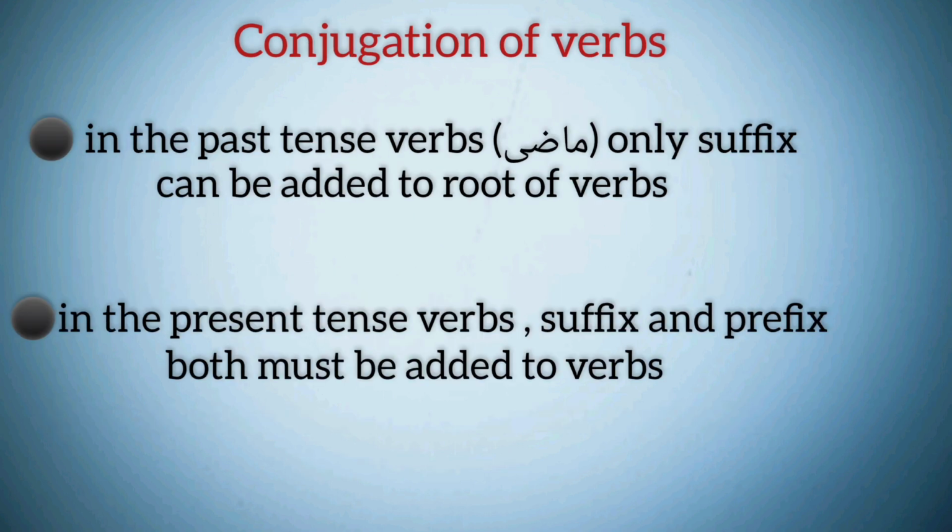The next point is, in the past tense verbs, فعل ماضي, only a suffix can be added to the root of verbs. We cannot add any prefix to the ماضي. We have to just add the suffix to past tense verbs in Arabic. But in present tense verbs, مضارع, suffix and prefix both must be added to the verbs. But in ماضي, just suffix.